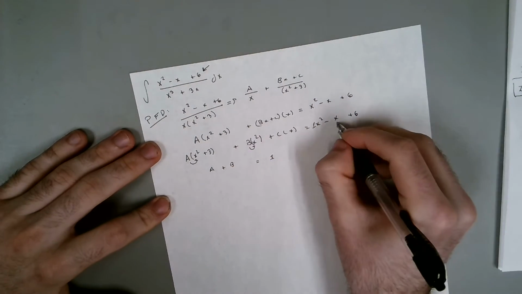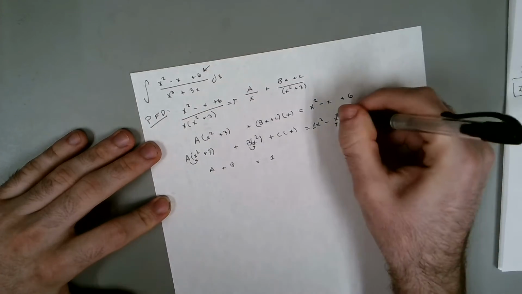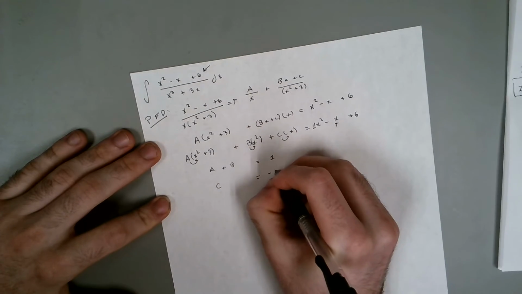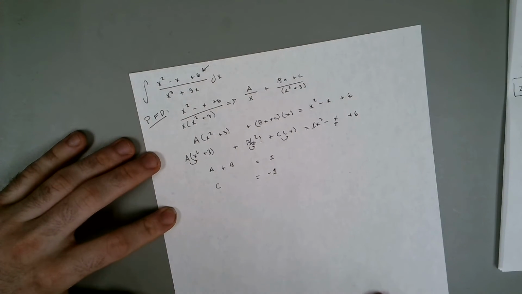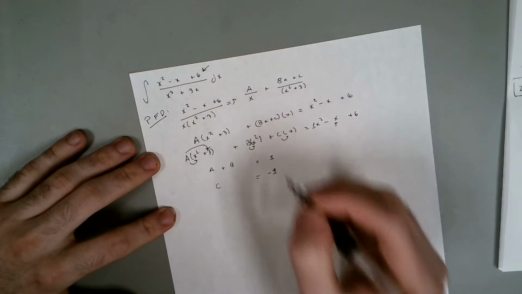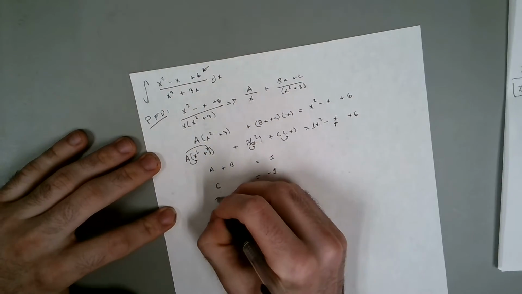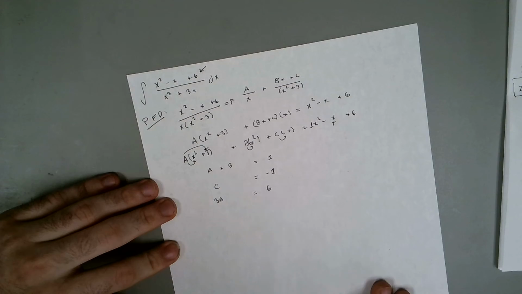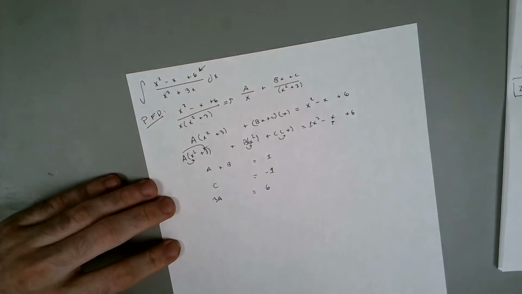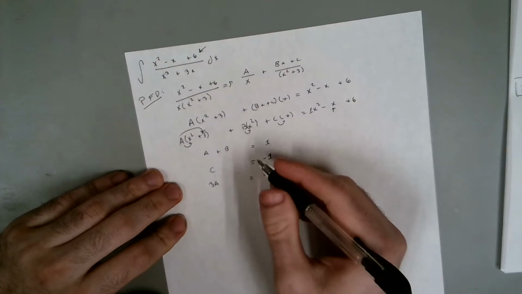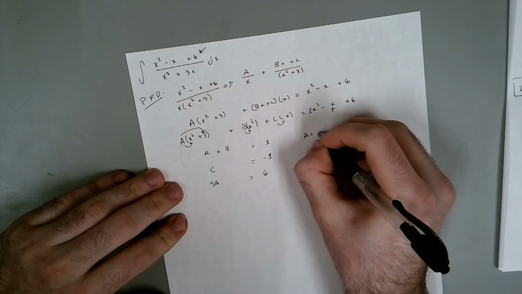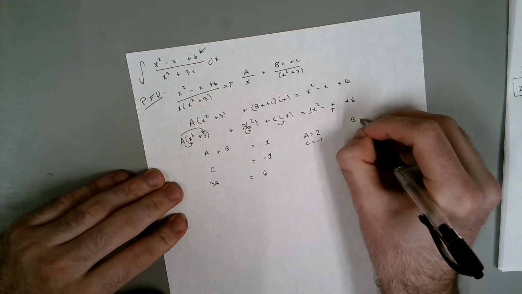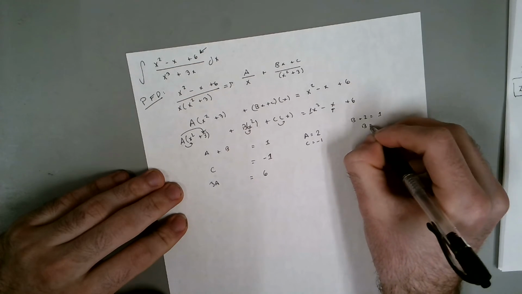And then we're going to go with the x terms. Right here we just have negative 1, so C is equal to negative 1. And now we have to look at our constant terms, which is that 3A is equal to 6. So here, this is actually a pretty easy solution. We just have to figure out what B is. So A is equal to 2, C is equal to negative 1. If we plug in 2 here, we get B plus 2 is equal to 1, so B equals negative 1.